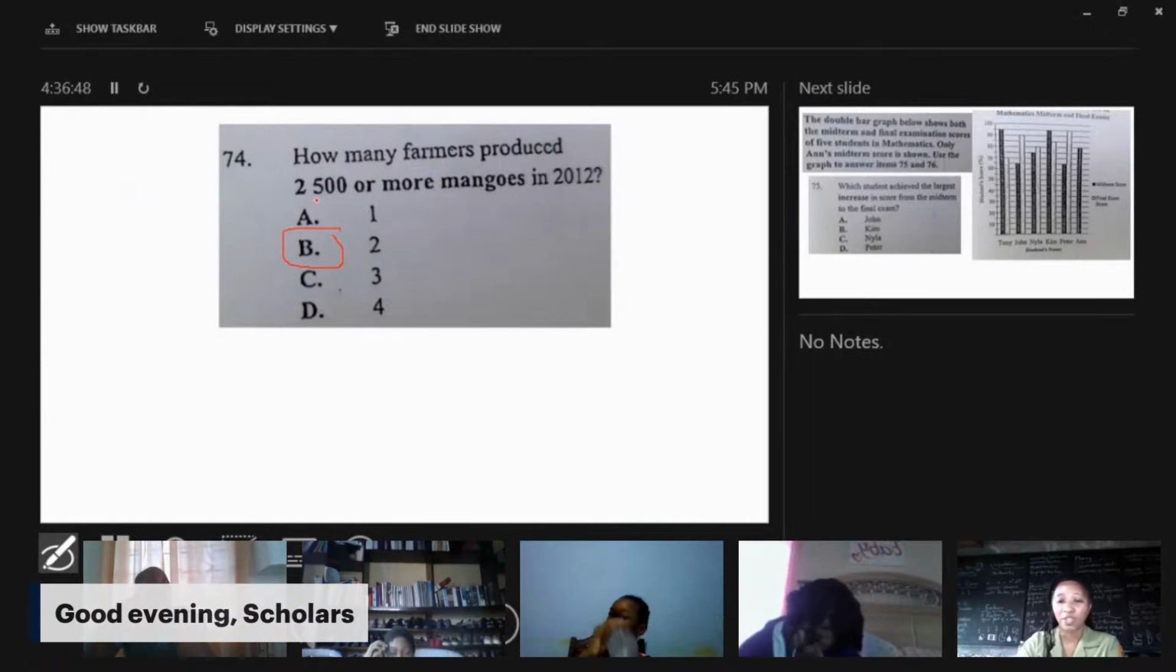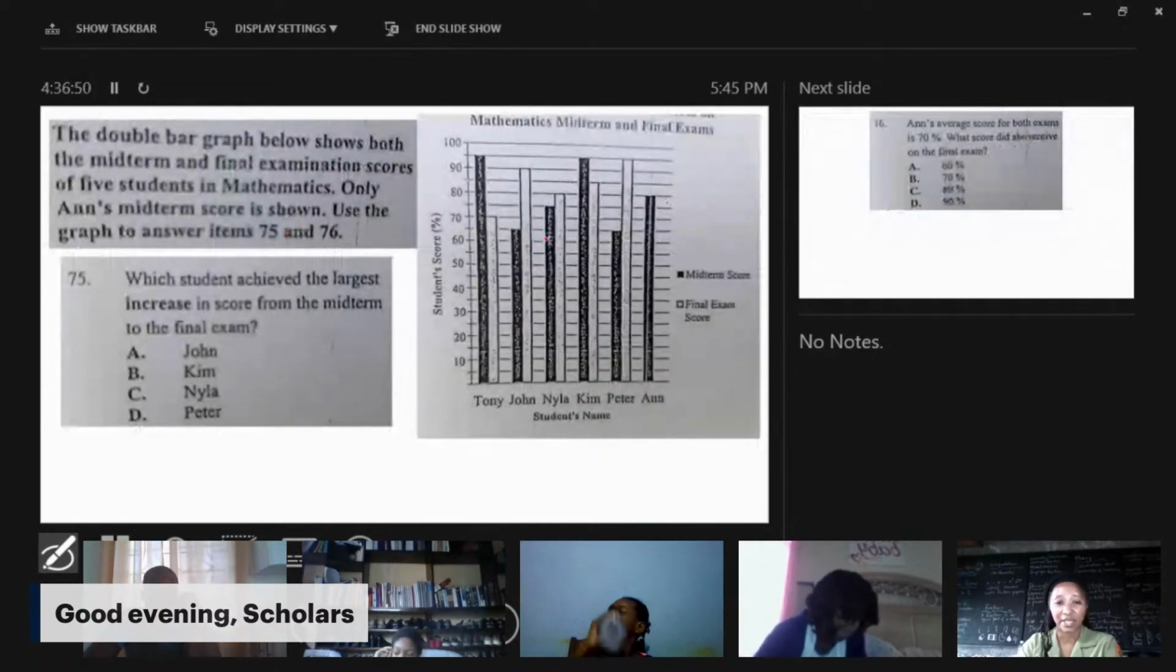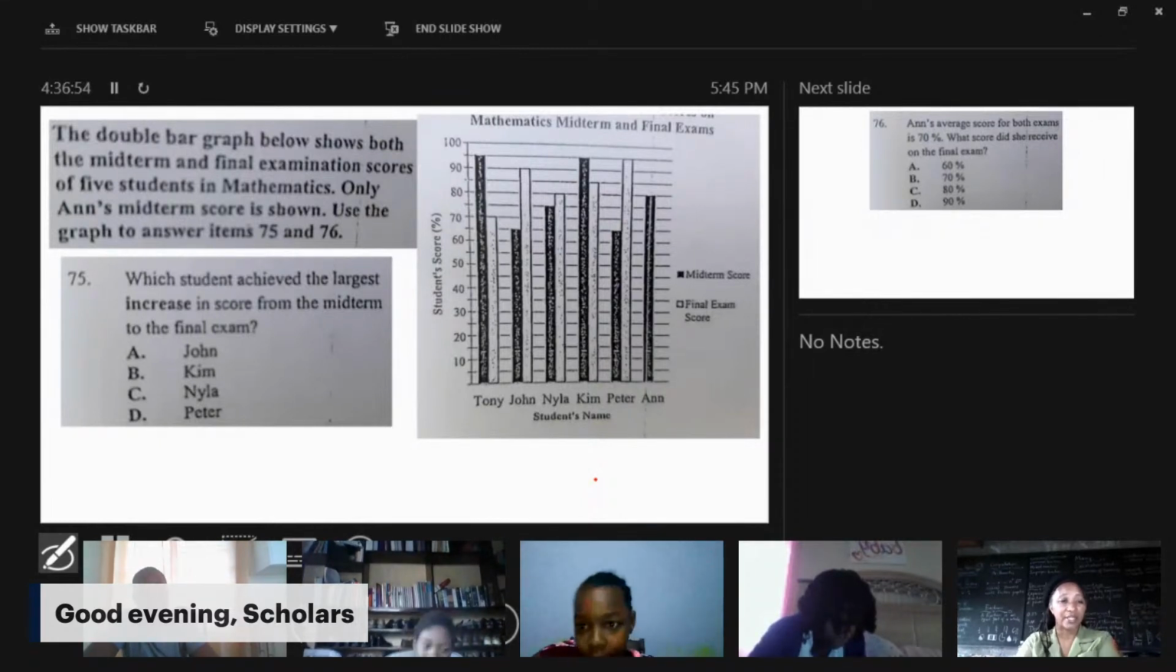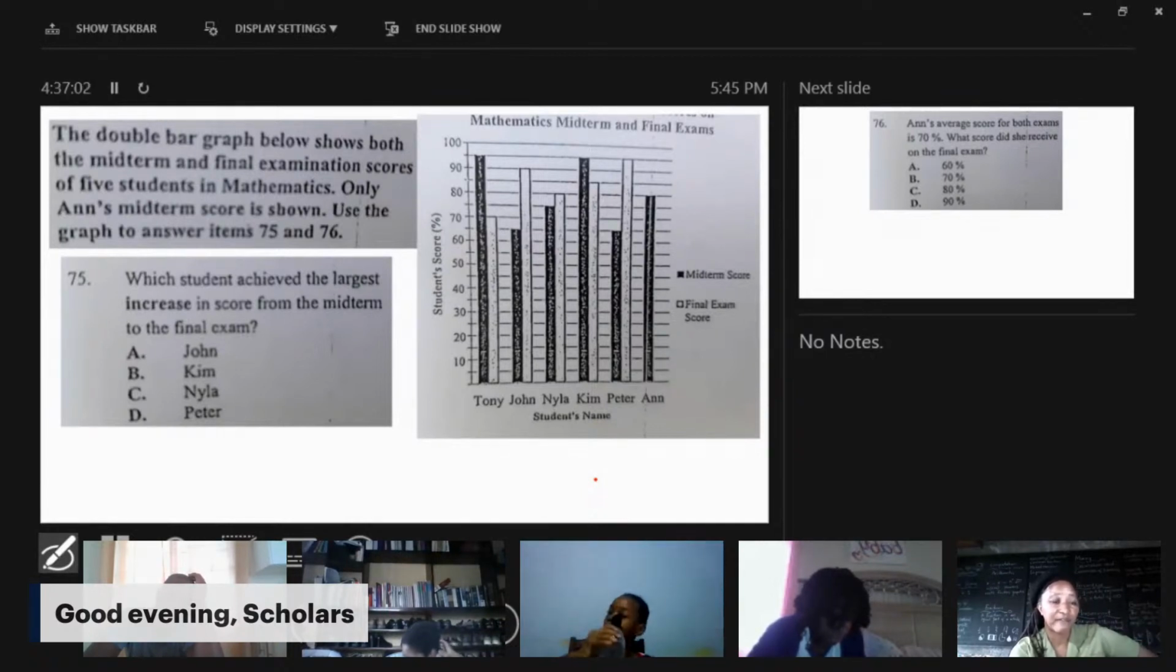And so that was Jerry's question. So it's Legenday's question now. Let me read the top for you. The double bar graph below shows both the midterm and final examination scores of 5 students in mathematics. Only Anne's midterm score is shown. Use the graph to answer items 75 and 76.